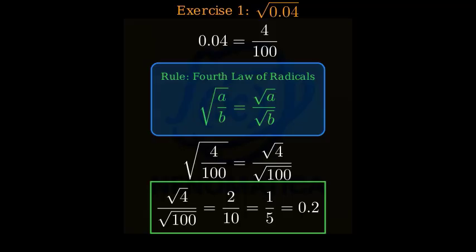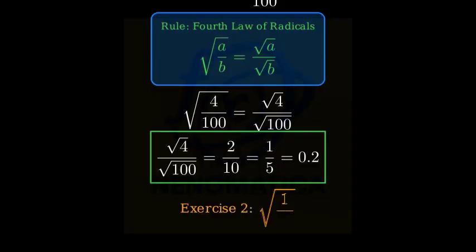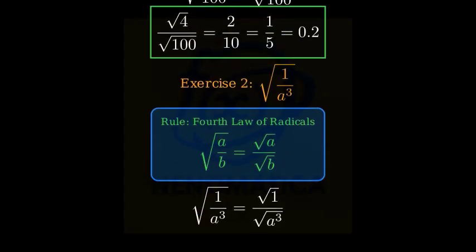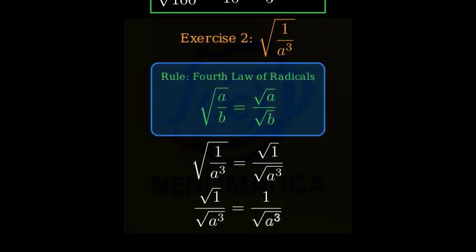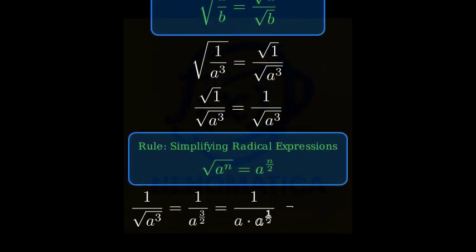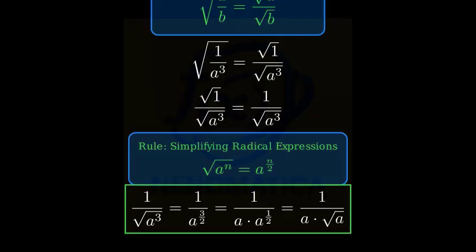Let's try another exercise. Find the value of the square root of 1 over a squared. We can apply our division property for radicals directly. The square root of 1 over a squared equals the square root of 1 divided by the square root of a squared. The square root of 1 is simply 1, and the square root of a squared is a. So our final answer is 1 divided by a, or 1 over a.